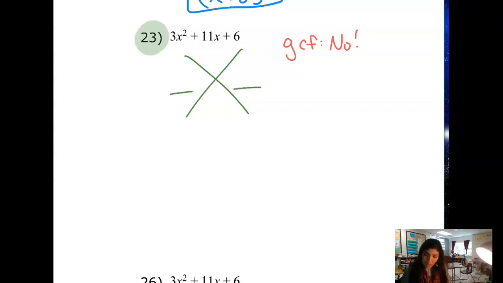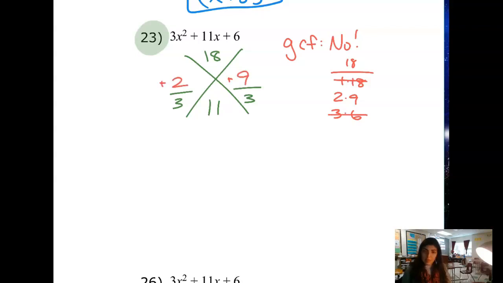In the top is A times C. So 3 times 6 is 18. In the bottom is 11. Underneath the fraction bar should be 3. We're looking for factors of 18 that add to 11. And here are the factors of 18. The only one of these factors that I can add together and get 11 are positive 2 and positive 9.